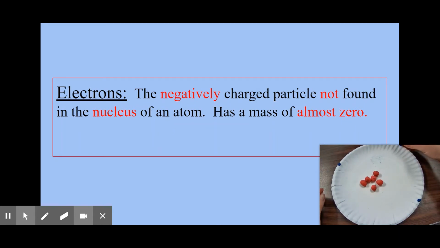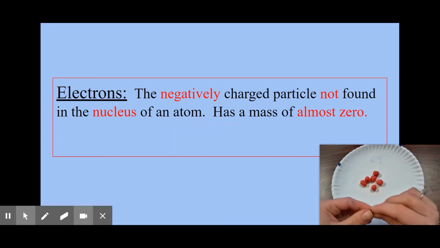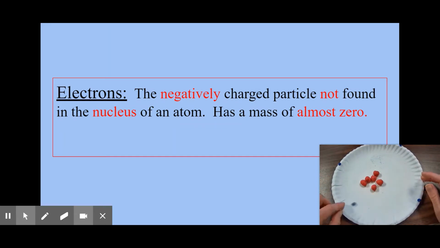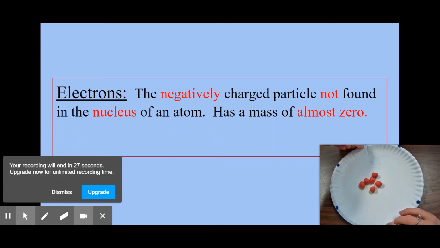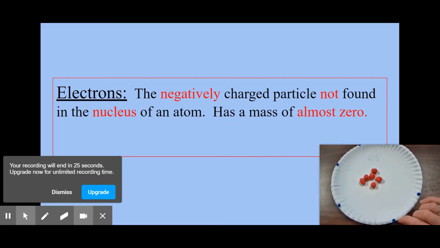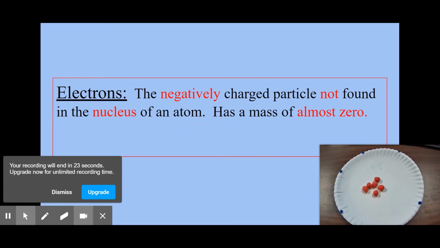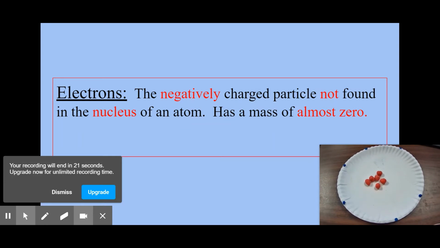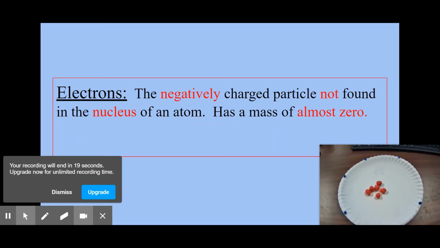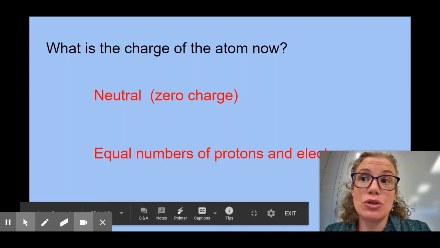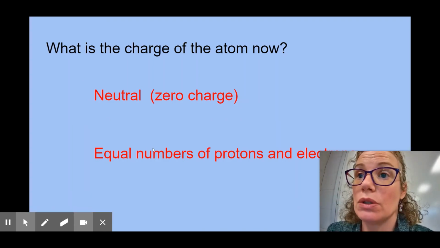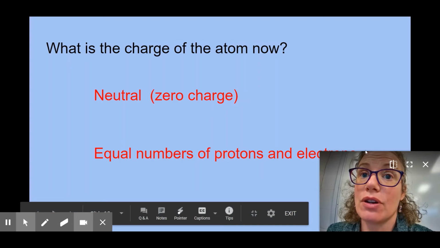Okay, but I'm going to put 6 tiny electrons on the outer edge of my plate. Why am I putting 6? It's because I want my atom to have no overall charge. I want it to be neutral. And these were 6 positives, so I also am going to need 6 negatives if my atom is going to have no overall charge. So what's the overall charge of our atom now? It's neutral because of the equal numbers of protons and electrons.